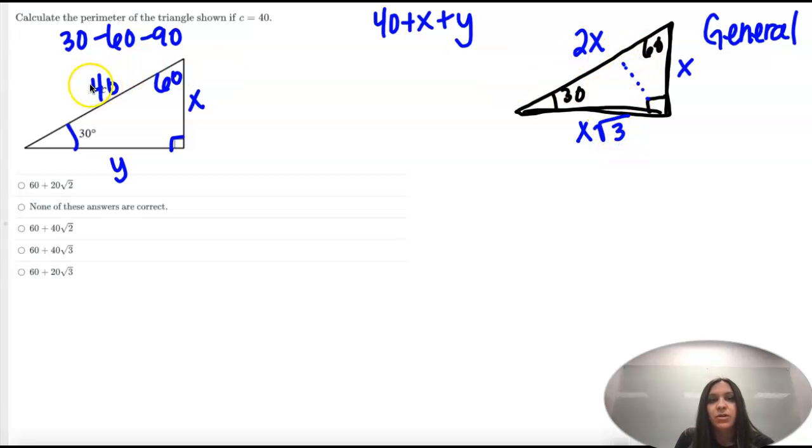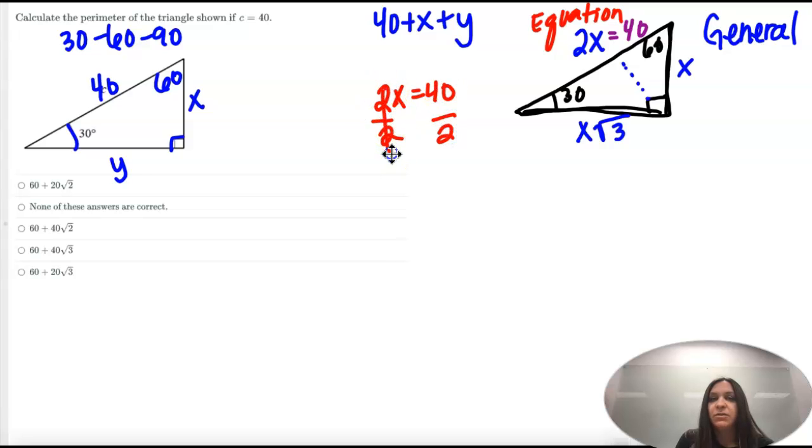So I'm going to put these values here. So 2x is 40. See, I made an equation. We need an equation if we're going to solve. And then I can find the other sides. So if 2x equals 40, we can solve for x by dividing by 2.